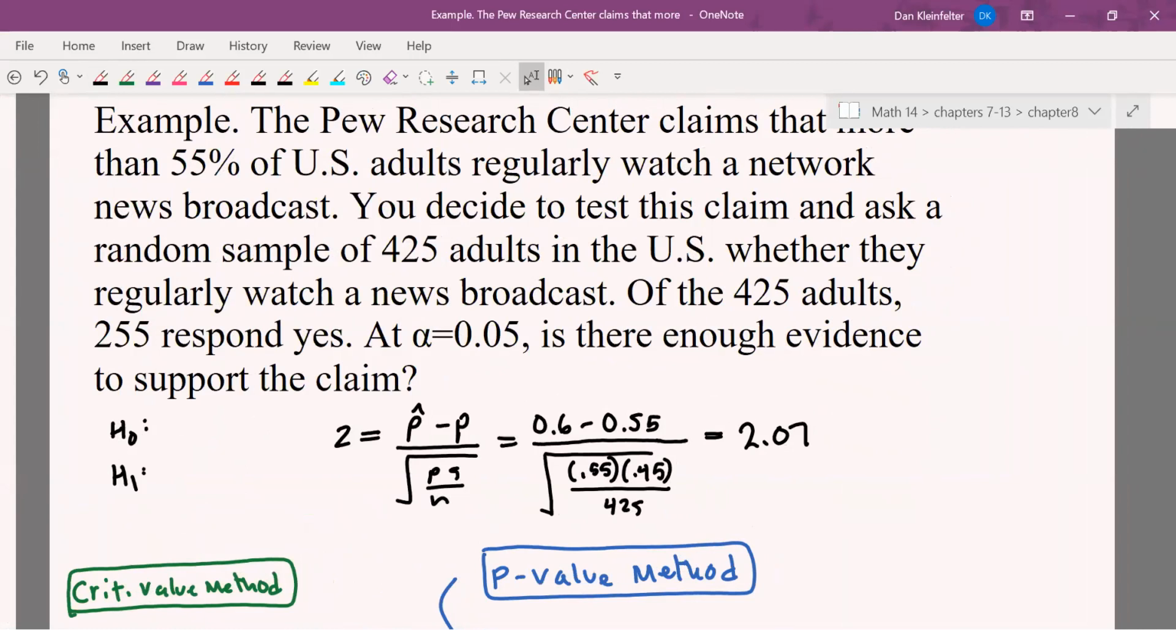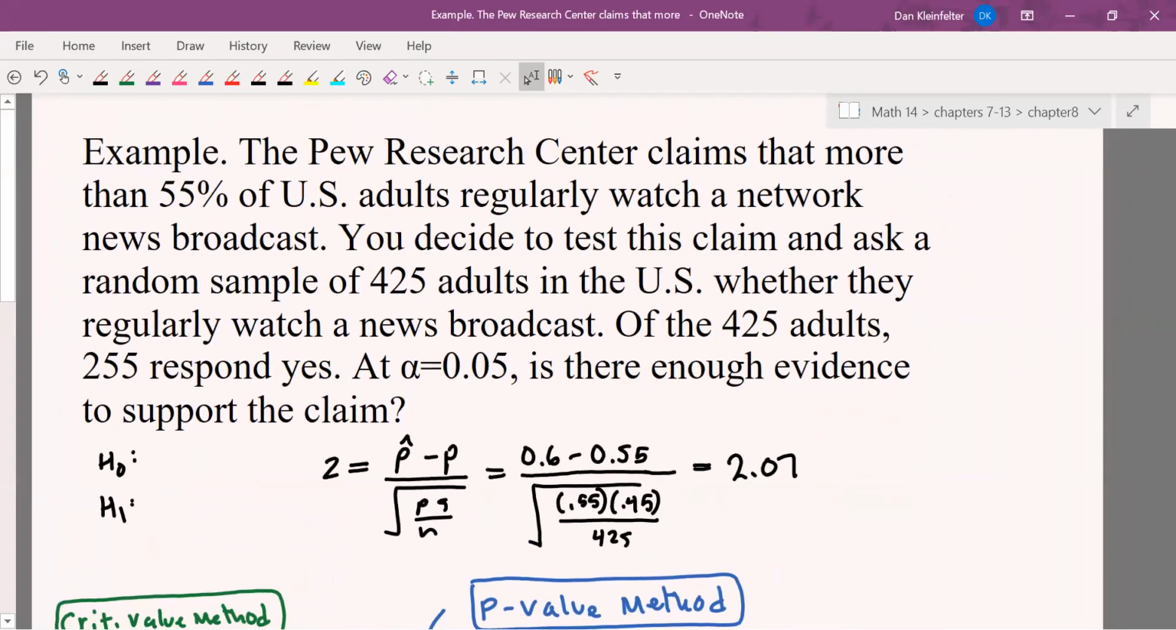So the claim is that more than 55% watch. That means that p will be greater than 0.55, and our null hypothesis is that it's equal to 0.55.